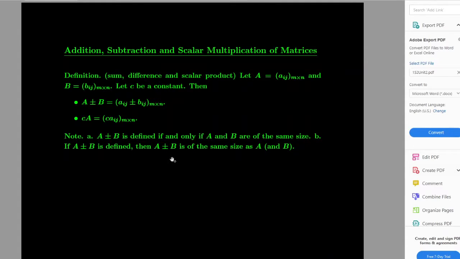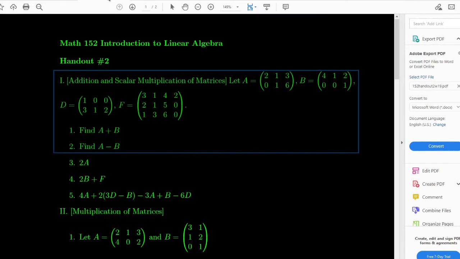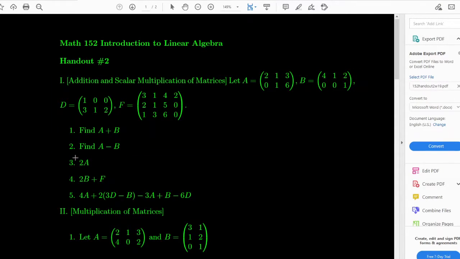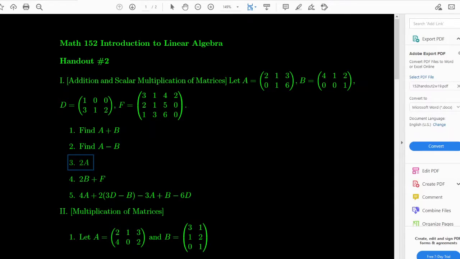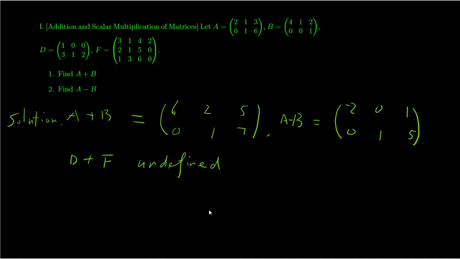On the handout, we're also trying to compute the 2A. Now we'll do question 3. 2A is a scalar multiplication. Again, the operation is called a scalar multiplication. By that we mean we can use a number to multiply a matrix. Now I'm going to include 2A in the question.